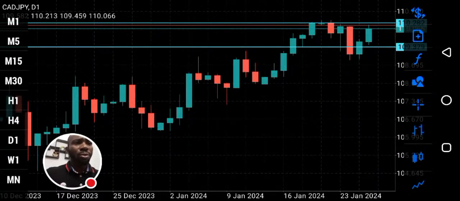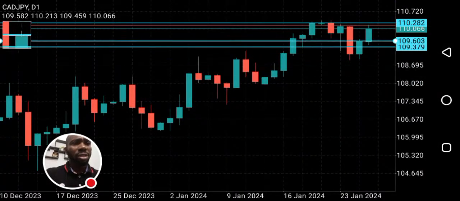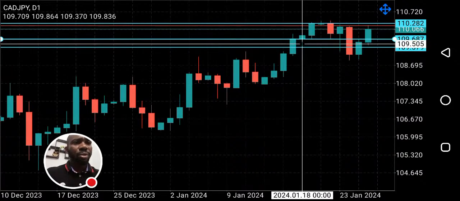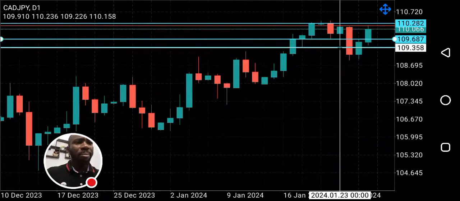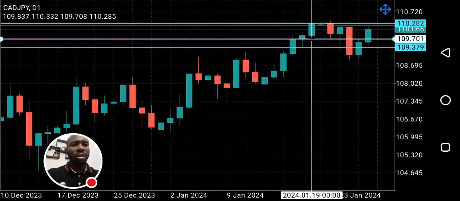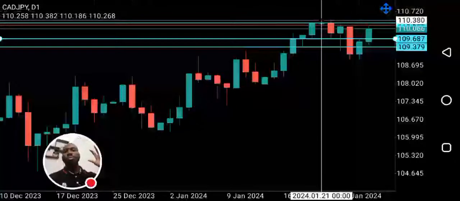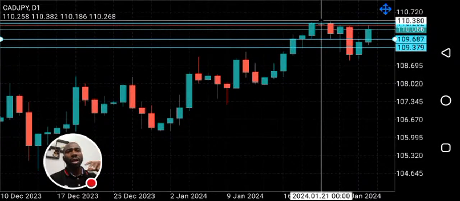If I'm to sell CAD JPY this week, you see this bearish candlestick, this doji, and this bullish candlestick that formed before this doji. I want to see price break that level. If a bearish candlestick closes below the low of this bullish candle, that would be a sell for me. And if a candle closes above this high, we should expect more bullish move on CAD JPY.